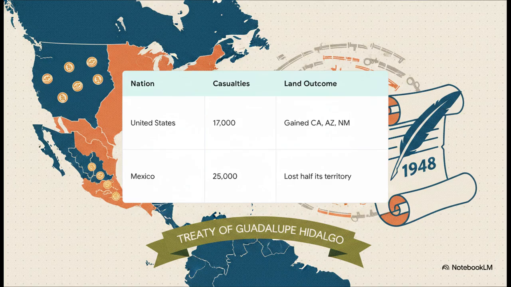Now, the human cost was devastating. We're looking at 17,000 U.S. casualties, largely from disease, and 25,000 Mexican casualties. But the territorial shift, it was absolutely staggering. For a payment of $15 million, Mexico ceded literally half of its entire national territory to the United States. This one single treaty added California, Arizona, New Mexico, and parts of several other future states to the U.S., finally expanding the country all the way to the Pacific Ocean.